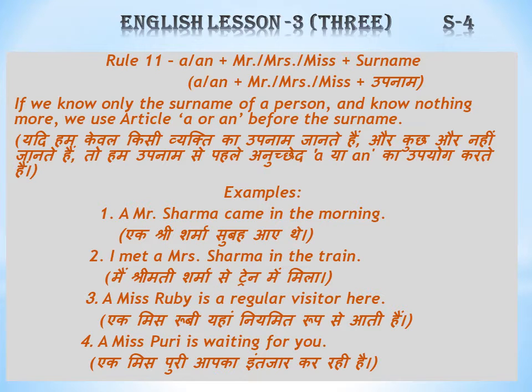So friends, English lesson 3, slide 4. Here we are going to study about rule 11. Rule 11 says a or an article plus Mr. or Mrs. or Miss plus surname are used. So in that case, how a or an is applicable here, we can study through the examples given below. If we know only the surname of a person and know nothing more, we use article a or an before the surname.